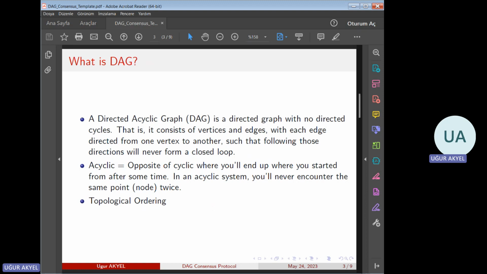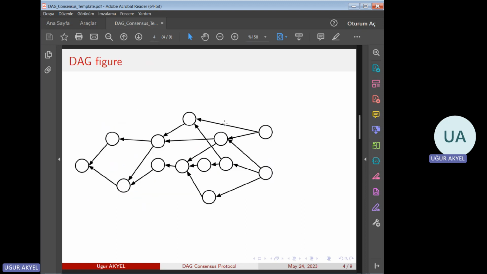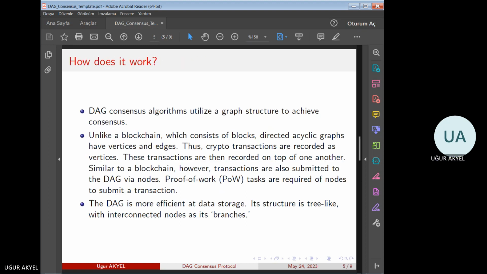DAG is a consensus mechanism that has been receiving a lot of attention lately, with the promise to fix the energy use and scalability issues of proof of work. And as you can see in this example of a DAG figure, if you start at any node, you cannot enter a closed loop or a cycle, and you can reach an endpoint.